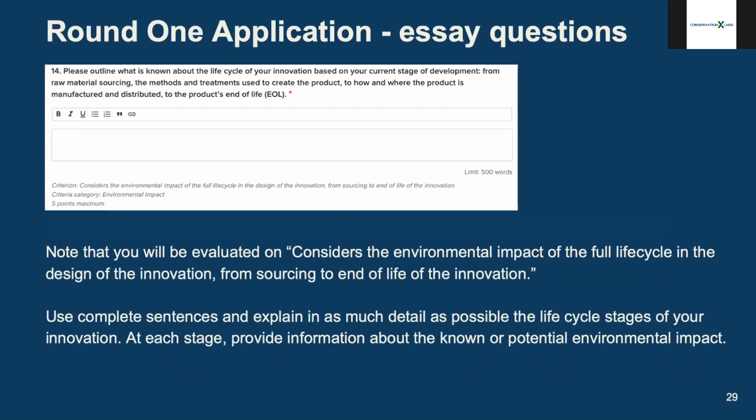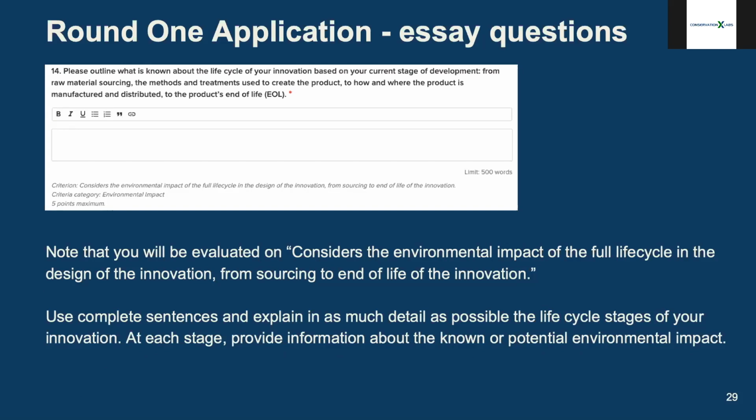Question 14 is to please outline what is known about the life cycle of your innovation based on your current stage of development. This is from the raw material sourcing, to the methods and treatments used to create the product, to how and where the product is manufactured and distributed, and to the product's end of life. Note that you'll be evaluated on whether you consider the environmental impact of the full life cycle in the design of the innovation, from sourcing to the end of life of the innovation.